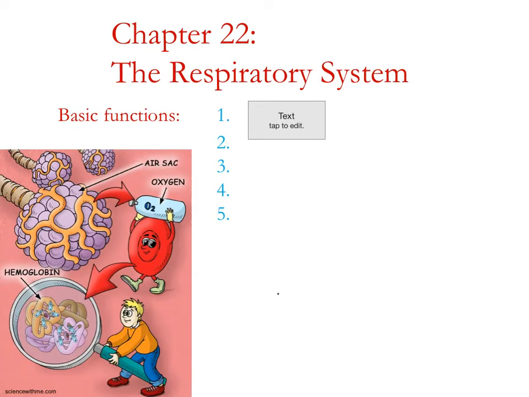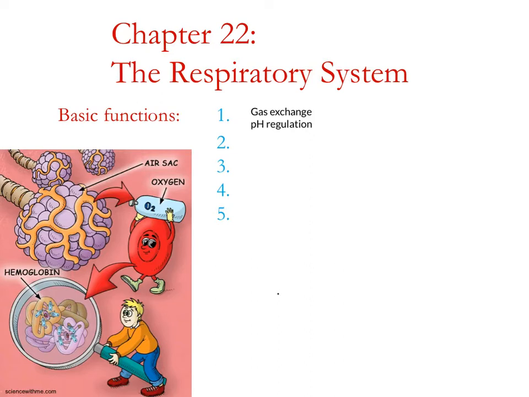Alright, so the first main function of the respiratory system is shown in this kind of cute picture on the left-hand side, and of course that is gas exchange. And that's the first main function. Alright, the second main function is pH regulation. Now, how on earth does your respiratory system allow you to regulate pH?